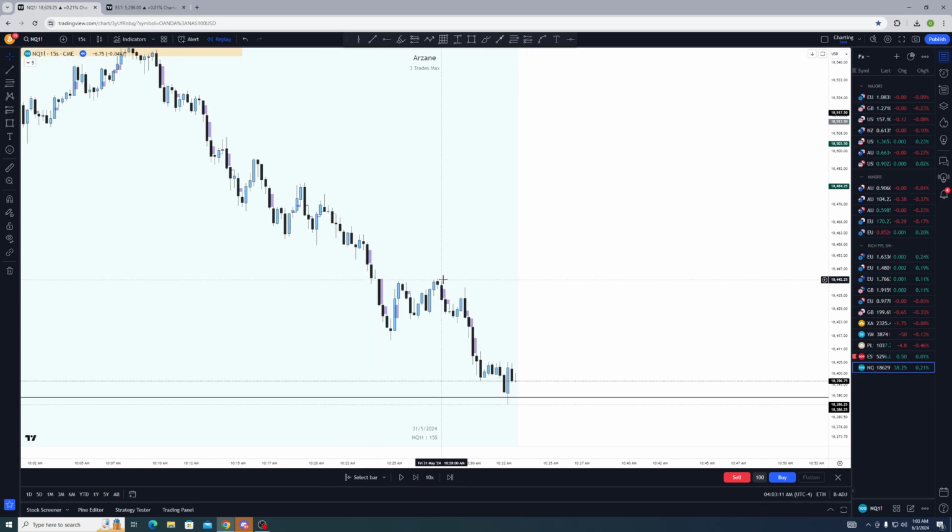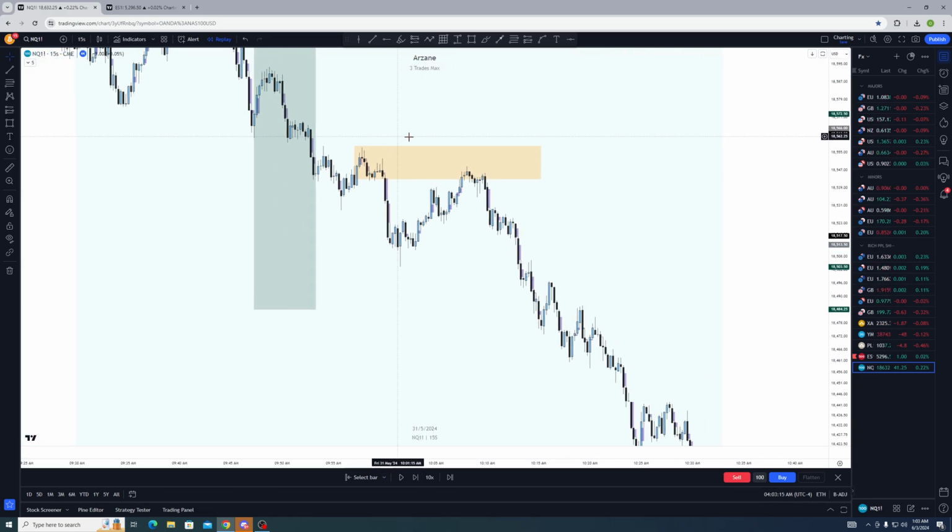Boom, zone here, taps into right there, and then we fall off, zone, tap right here. 15-second is basically the most ideal for me to trade. We'll just go over that really quick.